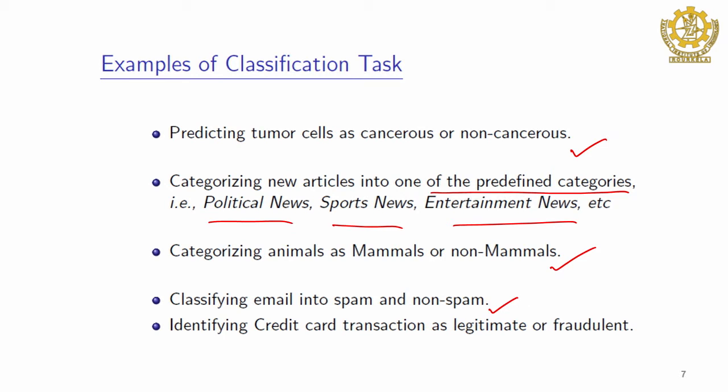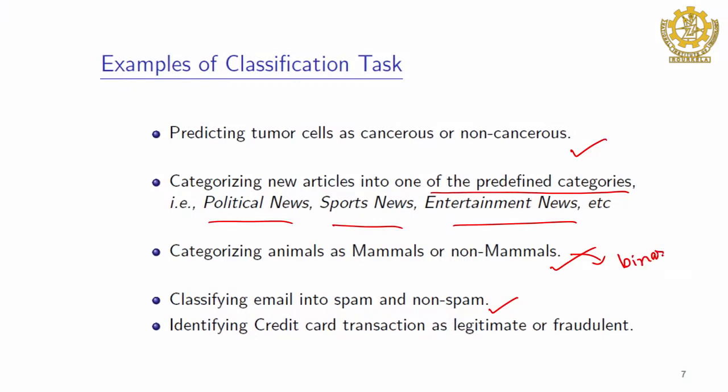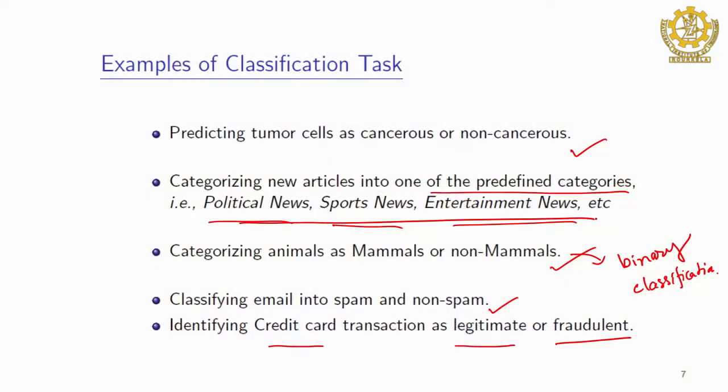Whenever there are only two classes, the problem is called a binary classification problem. Here also we have credit card transactions being legitimate or fraudulent. So we have two classes, and whenever there are two classes, that is called the binary classification problem. But the earlier news example is a multi-class problem, because we have more than two classes.